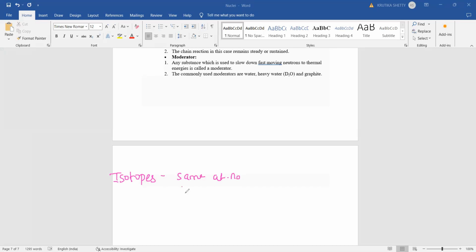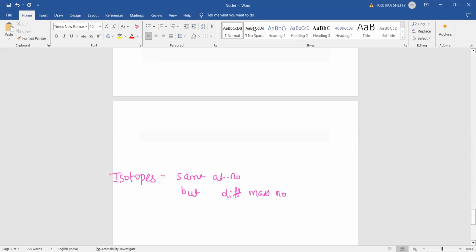These having the same atomic number but different mass number are called isotopes. Now let us see the next one. What are the examples for the isotopes? Again, in the exam, sometimes they will ask this point. We can take hydrogen and deuterium. So this is the isotope.